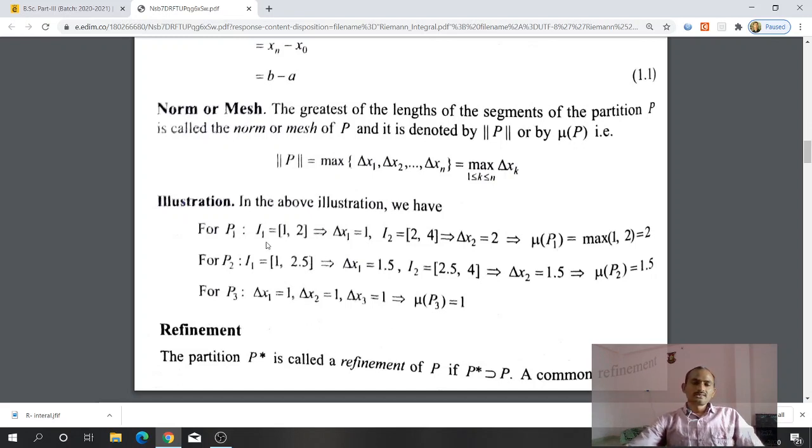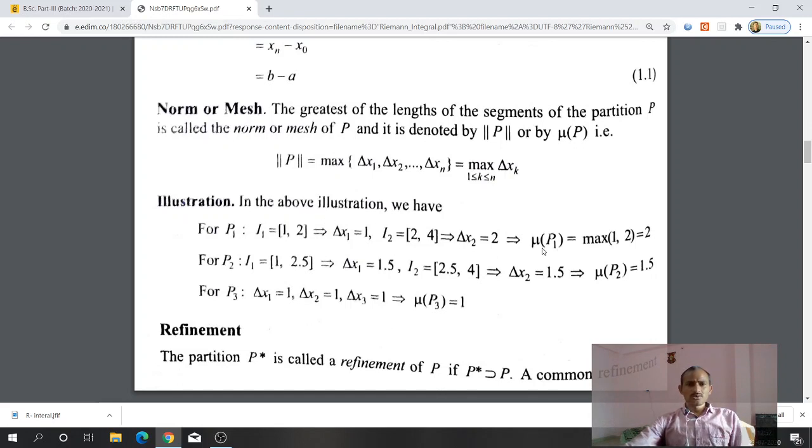Let's see what is I1. I1 is your first segment 1 to 2, that is the closed interval 1 to 2. And what is the length? The length is your delta x1, which is equal to 1, that is 2 minus 1 is 1. What is I2? Your I2 is the closed interval 2 to 4. And what is the length of this I2? That is 4 minus 2, that is 2. So we have two segments in this partition for the closed interval 1 to 4.